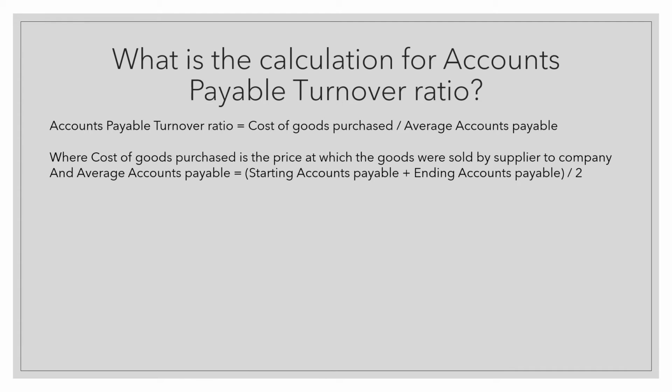Accounts payable turnover ratio is equal to cost of goods purchased divided by average accounts payable. Cost of goods purchased is the price at which the goods were sold by the supplier to the company. The average accounts payable is equal to starting accounts payable plus ending accounts payable, divided by 2.